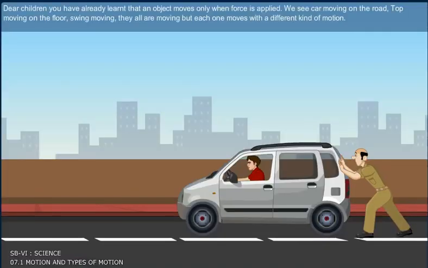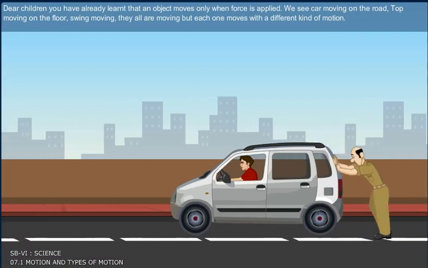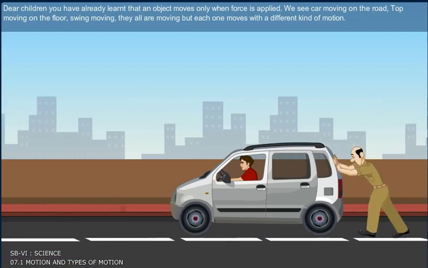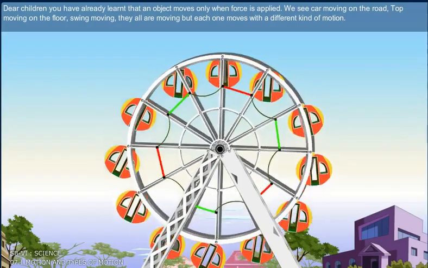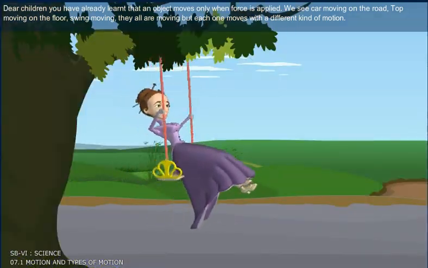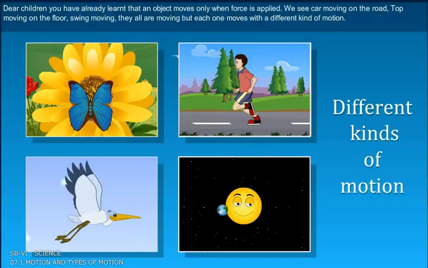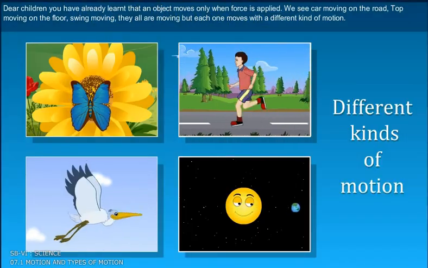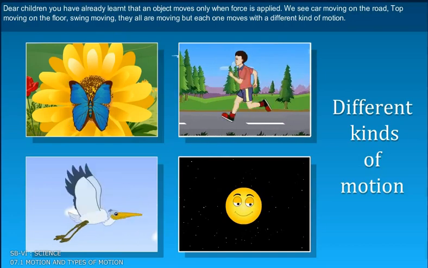Dear children, you have already learnt that an object moves only when force is applied. We see a car moving on the road, a top moving on the floor, a swing moving. They all are moving, but each one moves with a different kind of motion.